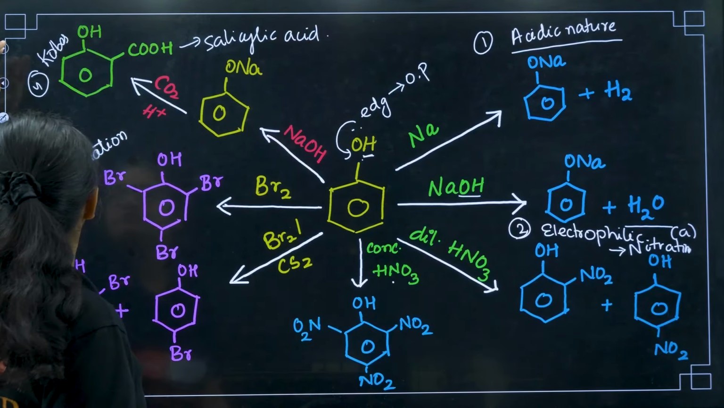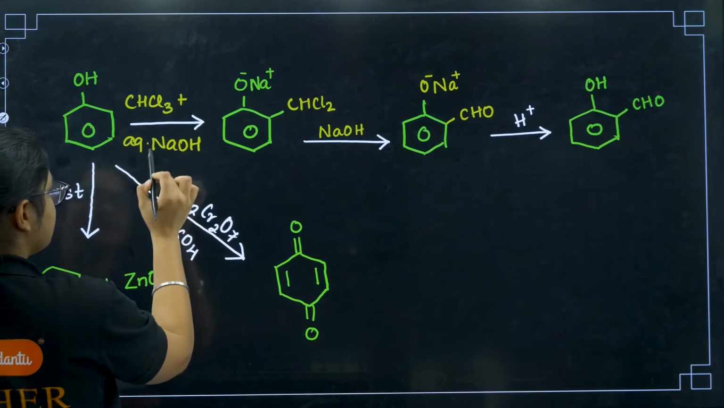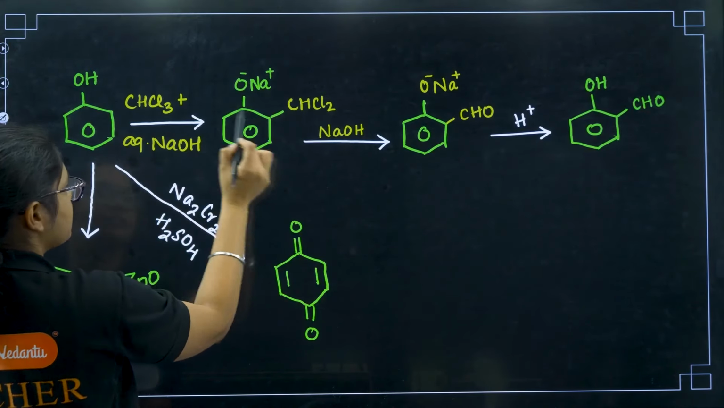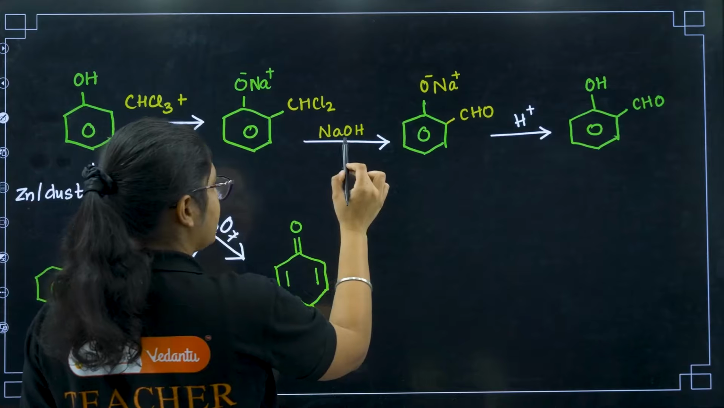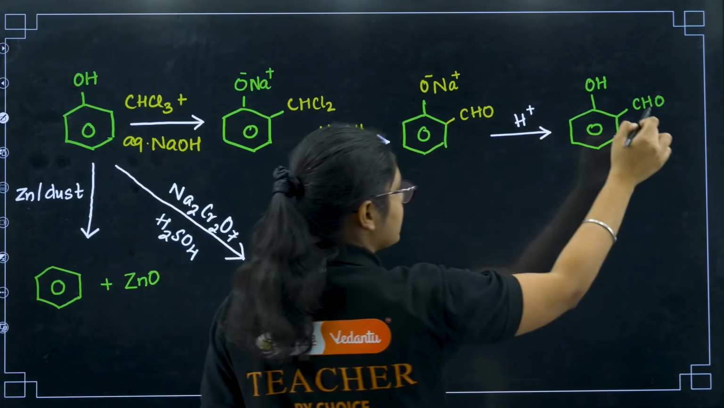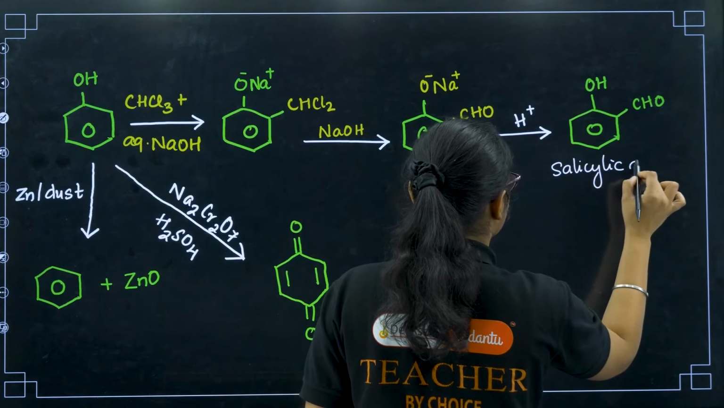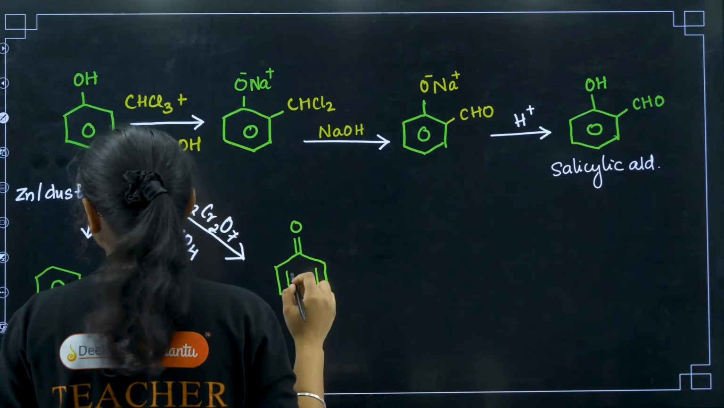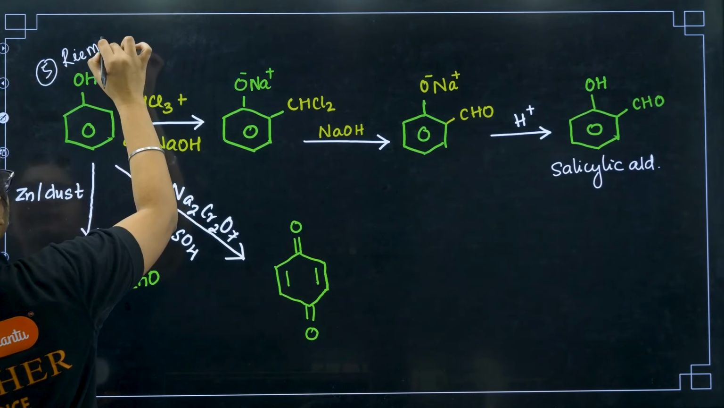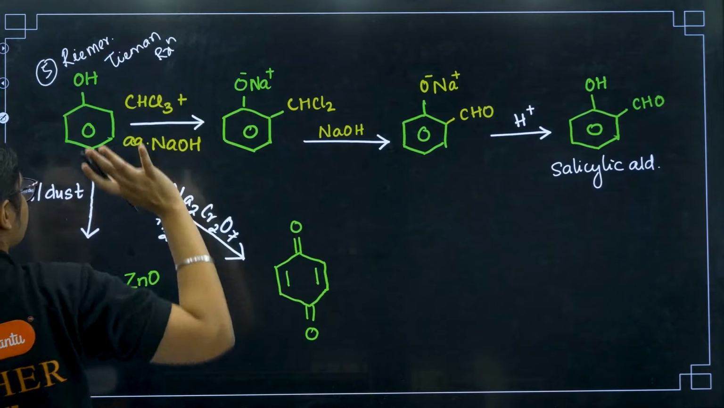Next, the fifth one is the Reimer-Tiemann reaction. Here, if you use CHCl3 and aqueous NaOH, O minus Na plus will form and we will get CHCl2. Then if you treat again with NaOH, you will get the aldehyde, O minus Na plus, then H plus, you will get OH and CHO, and this is called salicylaldehyde. This is the fifth reaction, the Reimer-Tiemann reaction. There may be a change in the spelling, so please check that.